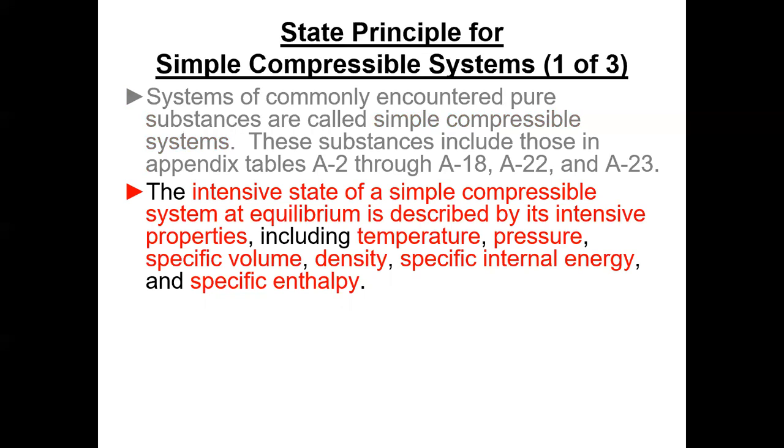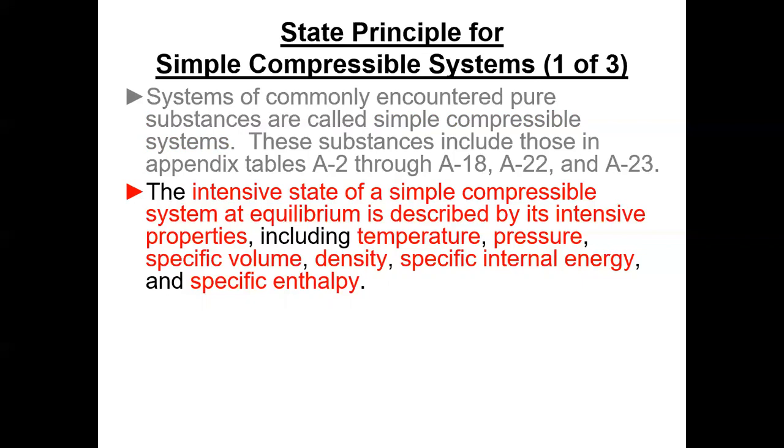The intensive state of a simple compressible system at equilibrium is described by its intensive properties. And remember, intensive properties are independent of the mass or the extent of the system. So my simple test is, if I had a piston cylinder and I divided it in half, or I had one that was half the size, but everything else was the same, what would the property change? So for example, the temperature wouldn't change, the pressure wouldn't change.